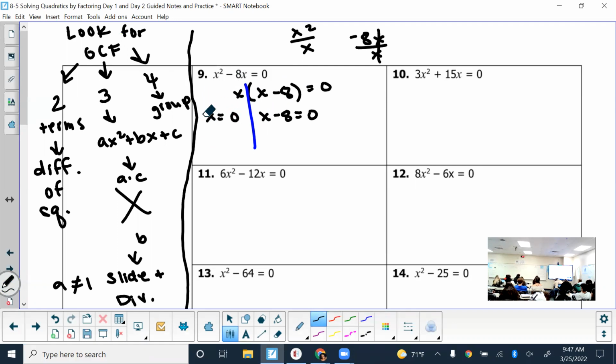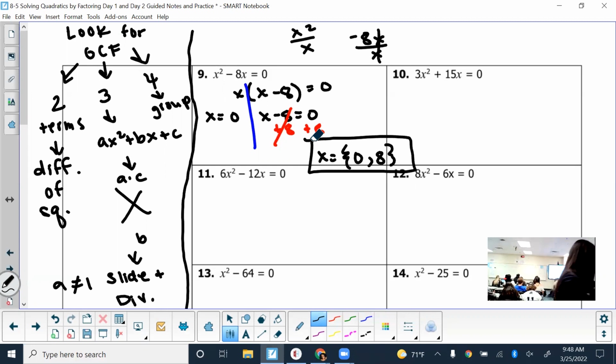Is the x already by itself on the left side? So that means one of my solutions is 0. On the right side, how can I get x by itself? Add 8 on each side, and x equals 8. So for number 9, our answers were 0 and 8. All right, so it won't always be the diamond method that you use. Just depends on the situation.